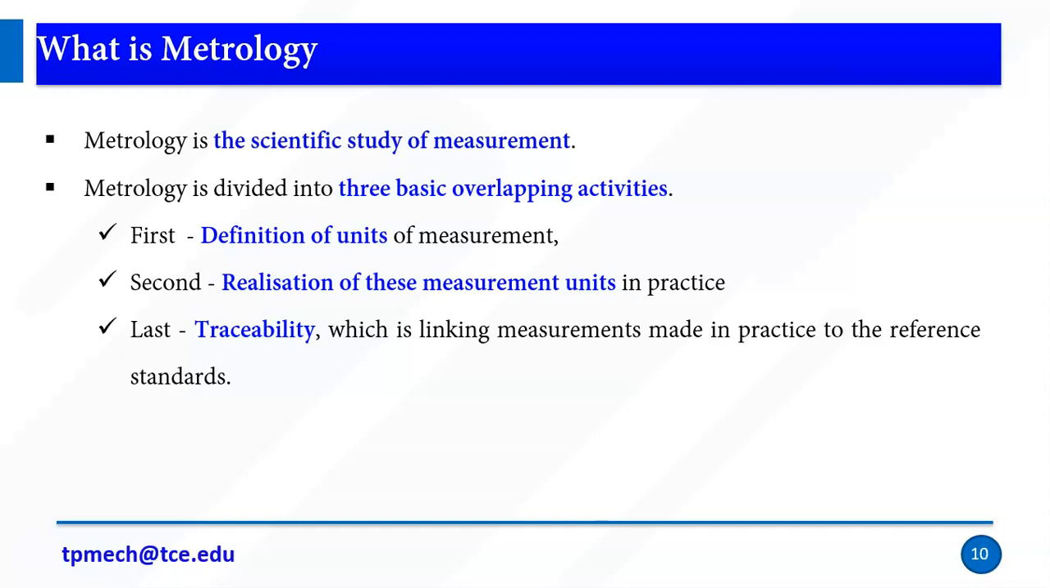So the traceability comes with the accuracy, precision, calibration. These are all essential parts of a measurement device. If the accuracy, precision, calibration are all proper, then we can get the traceable, repeated value. Right. So the metrological part has three overlapping activities.